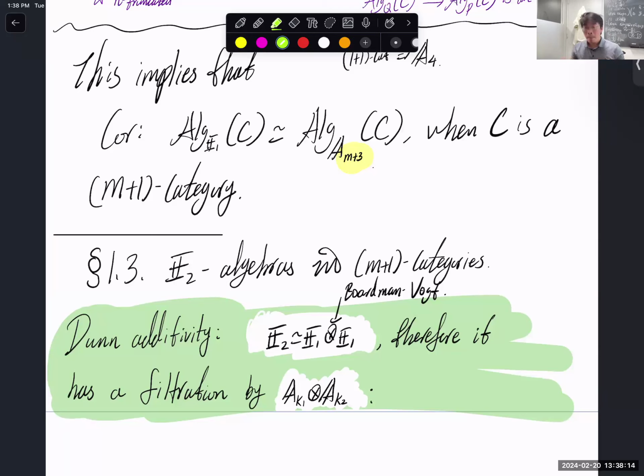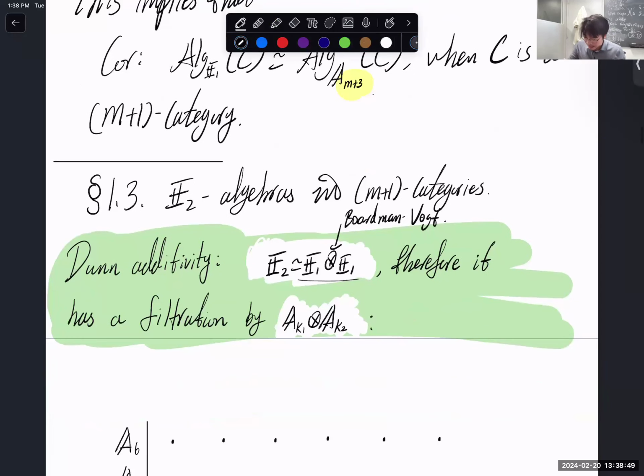Okay, good. But there's actually a much easier description of E2 algebra, which is given by a theorem called Dunn additivity, which says that an E2 algebra structure is the Boardman-Vogt tensor of two E1's. But what does a Boardman-Vogt tensor mean? Let me tell you heuristically: it just means that an E2 algebra is two commuting E1 algebra structures. It's equivalent to giving one E1 algebra structure and another one, and asking that all the operations commute. And that all the operations commute means things like this.